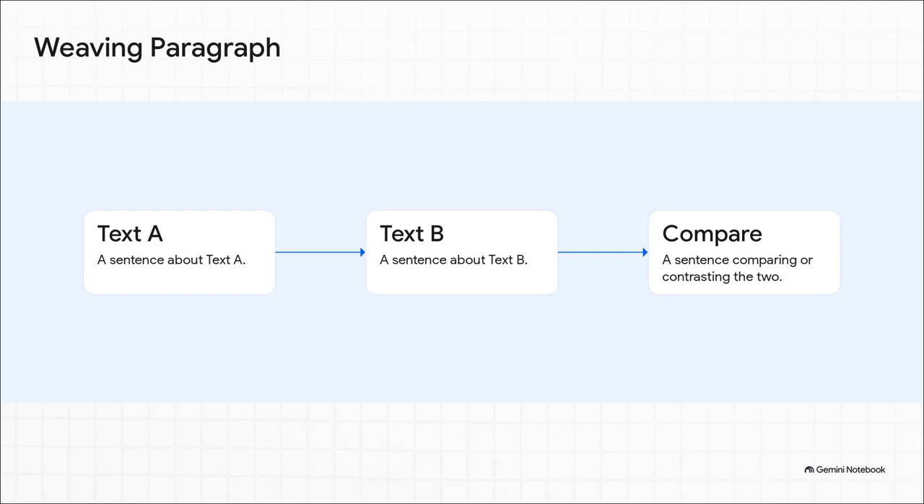And tool number 3 is weaving. Once that T-chart is loaded up, it's time to actually write. I want you to walk through this easy 3-step weaving process to build out your paragraph. Step 1, write a sentence about text A and its evidence.